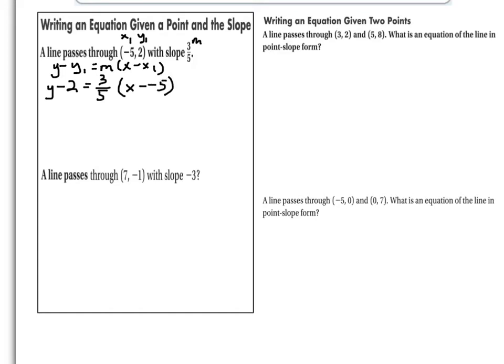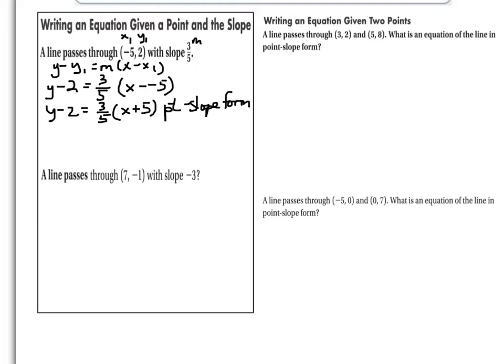Okay, and to simplify this a little bit, these two negatives right here will become positive since they're right next to each other. So this would be written as y minus 2 equals 3/5 times the quantity x plus 5. This would be if they want your answer in point-slope form. Now, if they wanted you to put it in slope-intercept form, you would have to get y by itself, which would mean that you would have to distribute. Okay, and I'll talk about that one in our next problem.